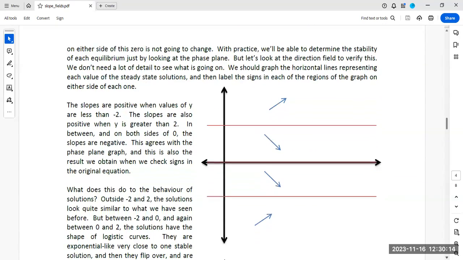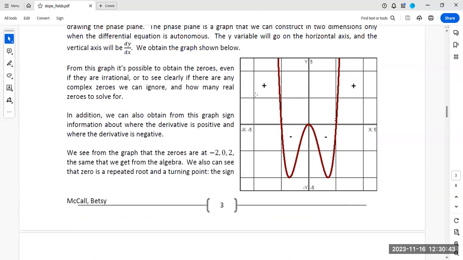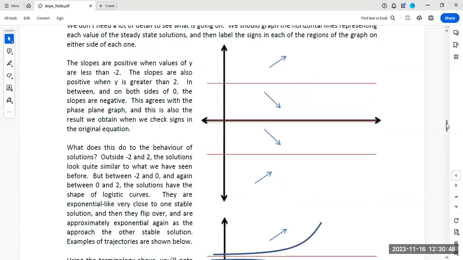So we're first going to take our slope field. We don't really care about negative time values, so we're going to leave that off the graph. And we're going to plot our equilibrium solutions. So we have one at y equals -2, one at y equals 0, and another at y equals 2. And then we're going to add to this graph the sign information that we got from the phase plane. So up here, where we were looking at values less than -2, the graph is positive, so we'll translate that here into a positive slope.